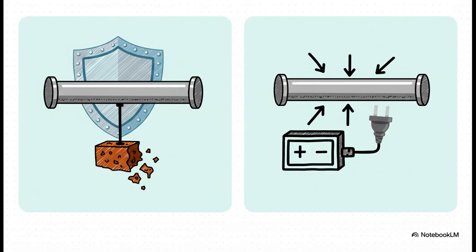You just bolt on a chunk of a more active metal like zinc or aluminum and let it get eaten away instead. Or, for the big stuff, you use impressed current. This is like a powered system that uses an external DC source to flood the structure with protective electrons. It's way more powerful and perfect for huge assets like pipelines.